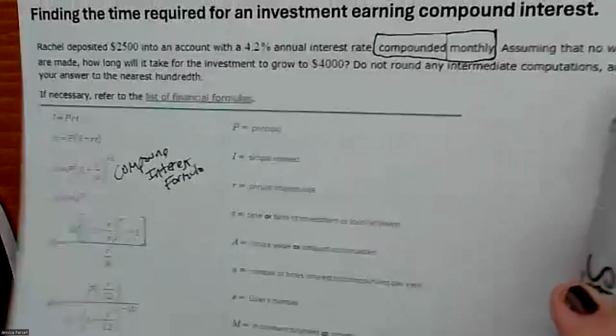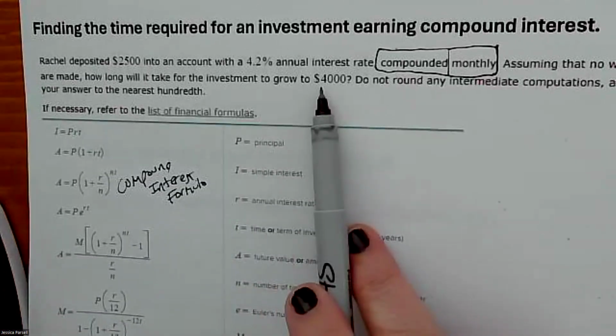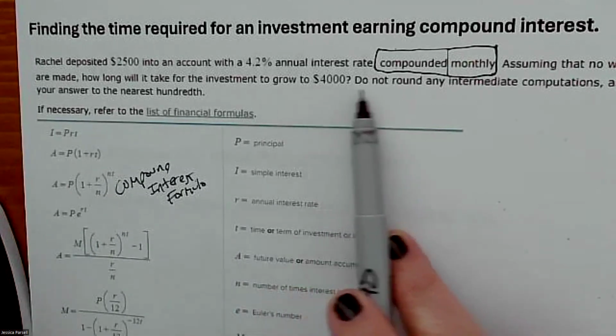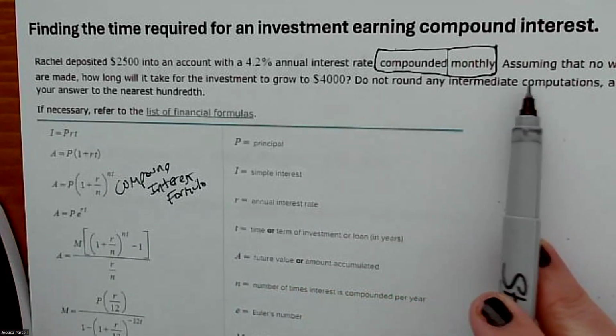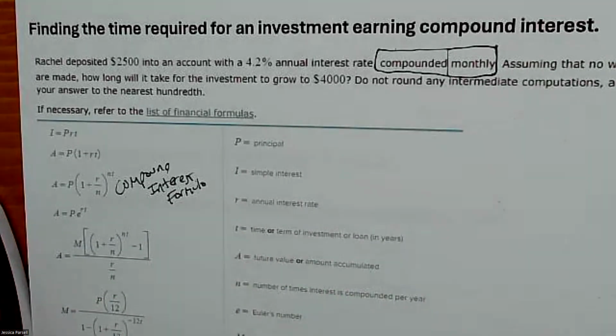Assuming that no withdrawals are made, how long will it take for Rachel to have $4,000? Okay, so we're going to have to do some work. Do not round any intermediate computations and round your answer to the nearest hundredth. So that's 2 decimal places.